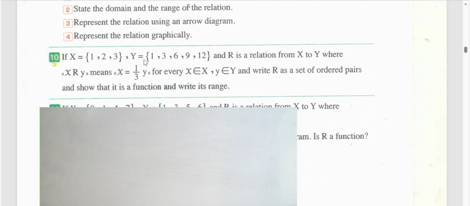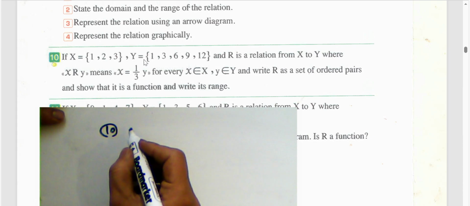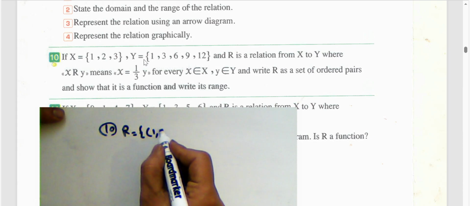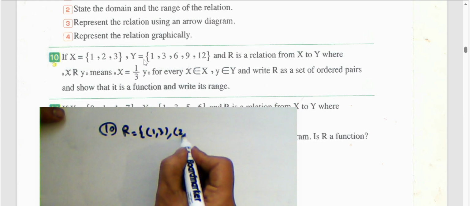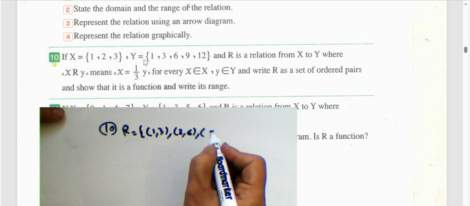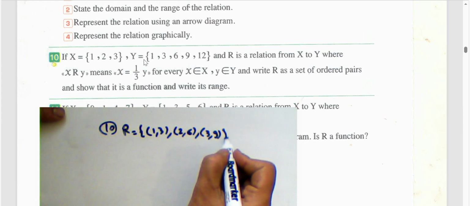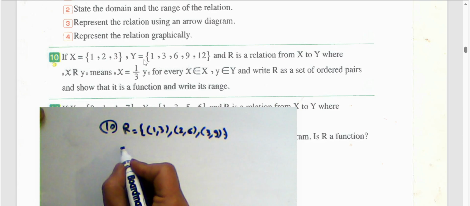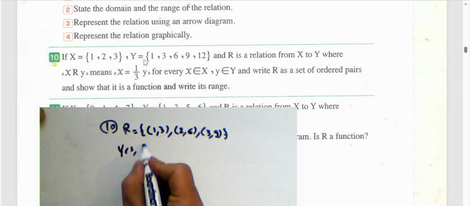Next question. The relation here x equals third y. Question number 10. We can find the relation 1/3 of 3 and 2/3 of 6 and 3/3 of 9. It's a function. Yes, function. Why?